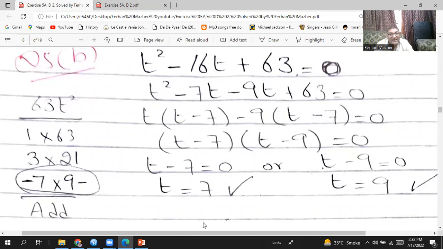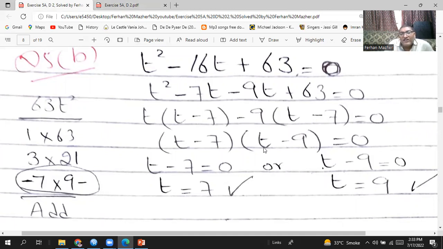t square minus 7t minus 9t plus 63 equals to 0. From the first two terms, you can say t is common. Take the t common, so in the bracket you are left with t minus 7. From the last two terms, minus 9 is common. So in the bracket, you are left with t minus 7, equals to 0. So now you have two terms. Take the t minus 7 bracket common.